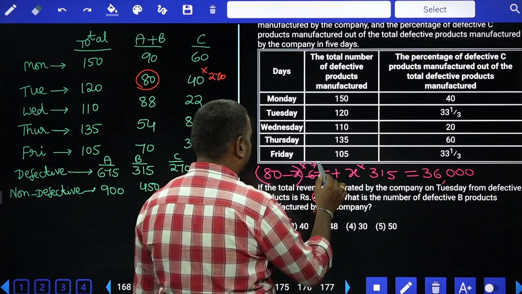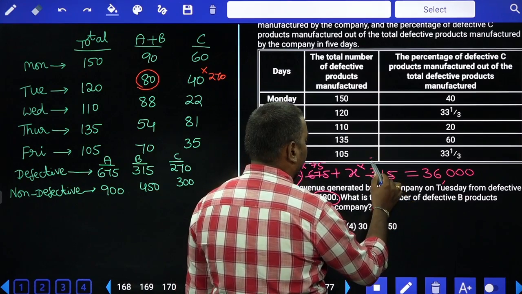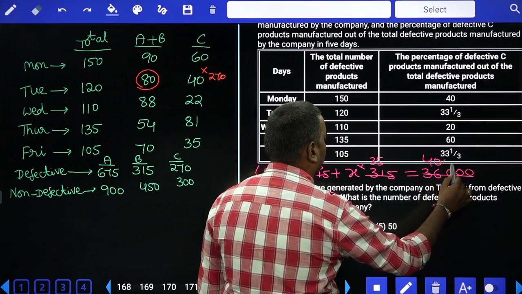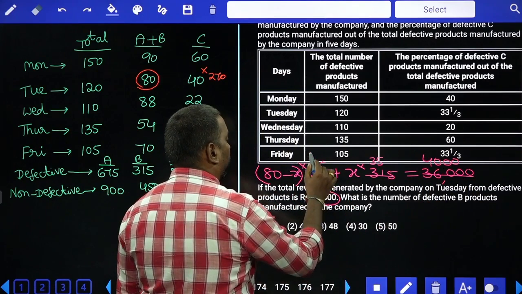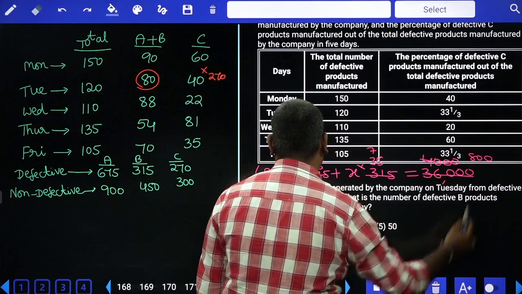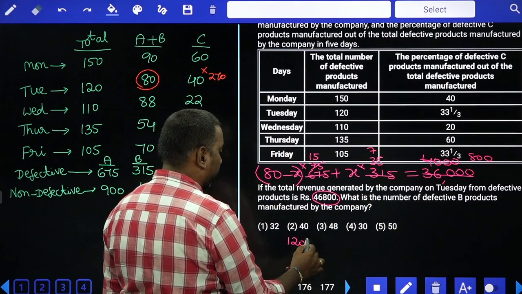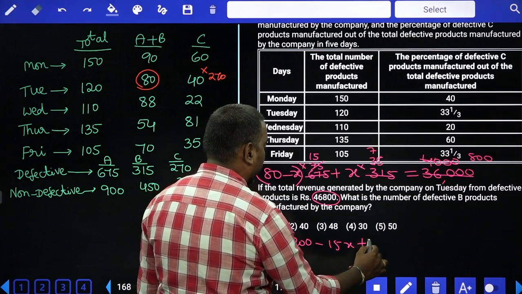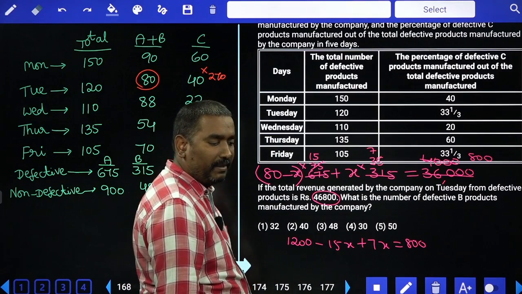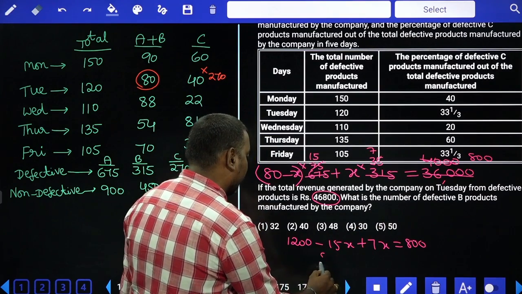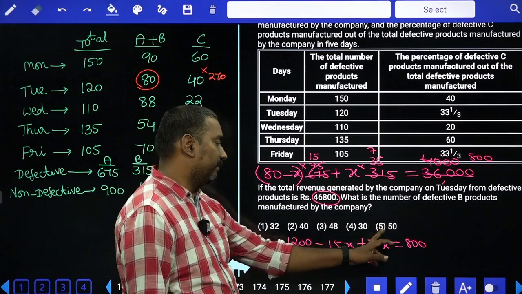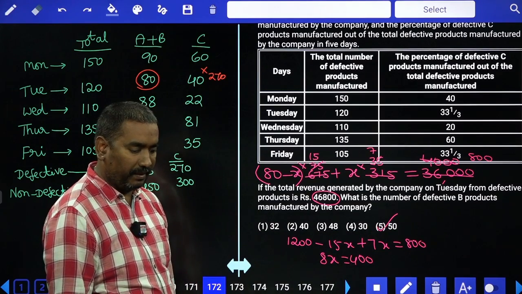Dividing by 9 to simplify: 675 becomes 75, 315 becomes 35, and 36,000 becomes 4,000. Next, dividing by 5: 15, 7 and 800. So 15 into 80 means 1200, minus 15x plus 7x is equal to 800. Minus 15x plus 7x means minus 8x, take it to the other side. 8x equals 1200 minus 800, which is 400. X equals 50. So the number of defective B products is 50.